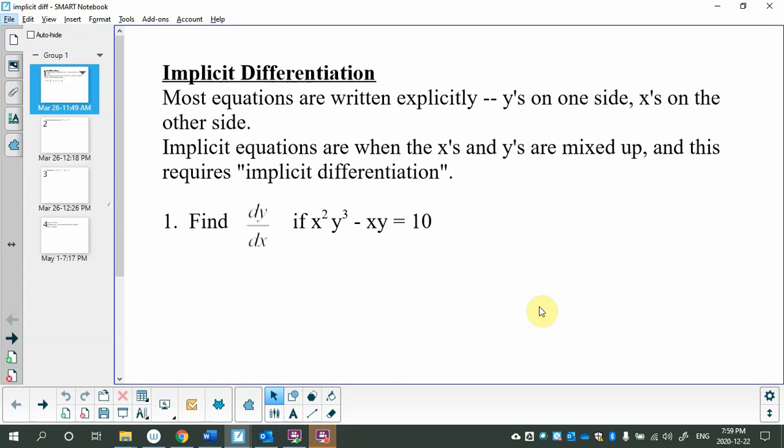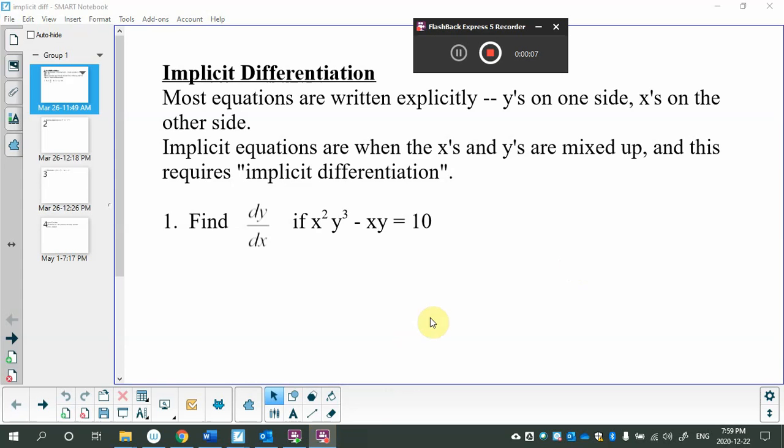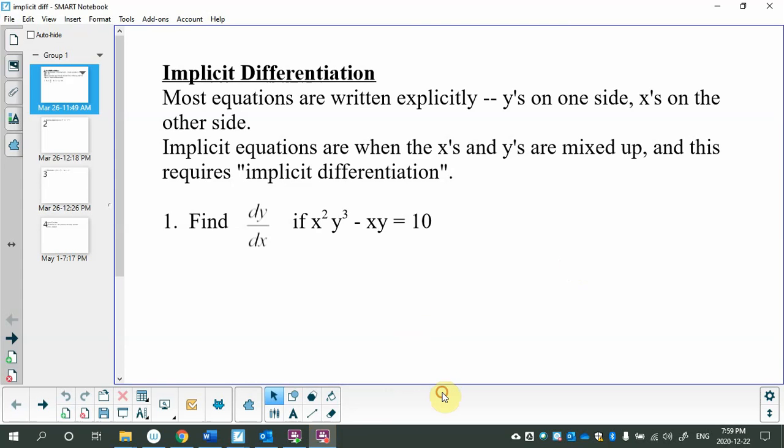Easily my most favorite lesson is implicit differentiation. Now, I really like this, but I also know that it can be pretty difficult for some people, so be patient with me, be patient with yourself. It's called implicit differentiation because every equation we've had up to this point has not been implicit, so we have a new rule.